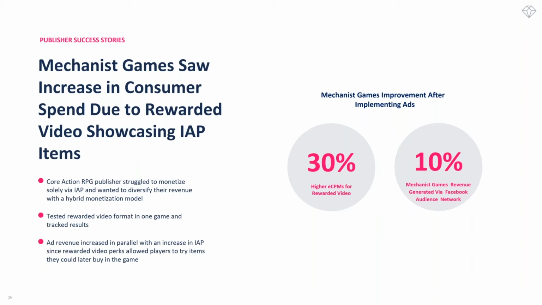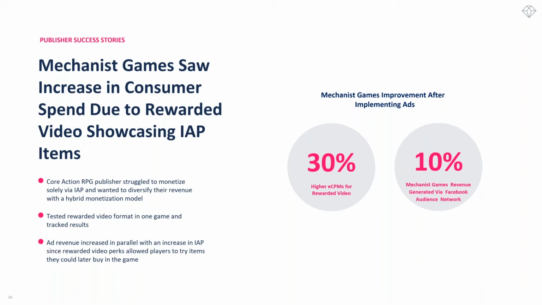And for the second example here, we have a core action RPG publisher, right, who was having issues monetizing solely via IAP. So they wanted to diversify that revenue stream. So they tried that hybrid monetization model that I've discussed a little bit going back to some of these other categories. And again, they're testing out the format in one game. They're tracking the results to see how it goes.